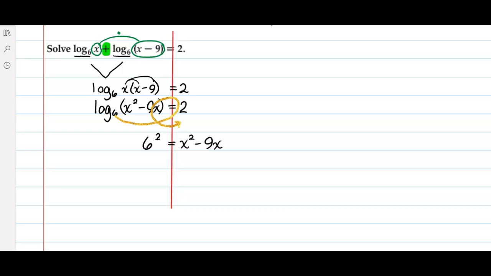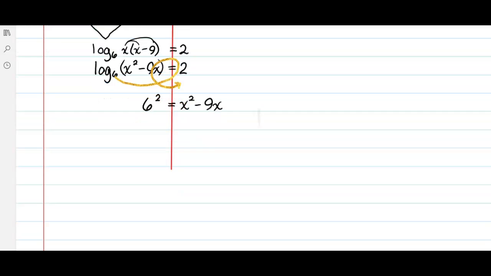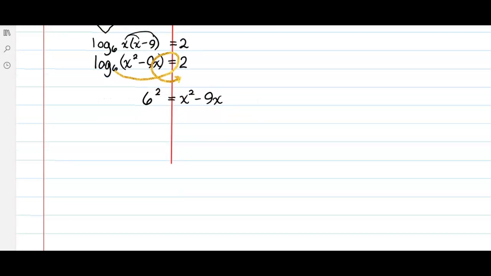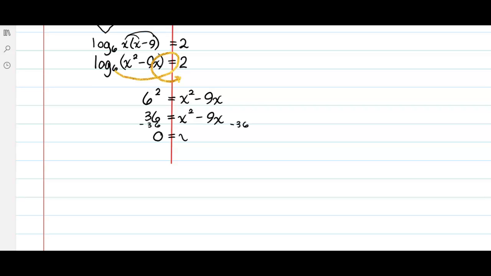Now we have our x's on one side, we've eliminated the word log. Now we just have a quadratic function. 6 squared is just 36. And when we want to solve a quadratic function, we need to have it set equal to 0. So I need to subtract 36 from both sides. So I have 0 equals x squared minus 9x minus 36.